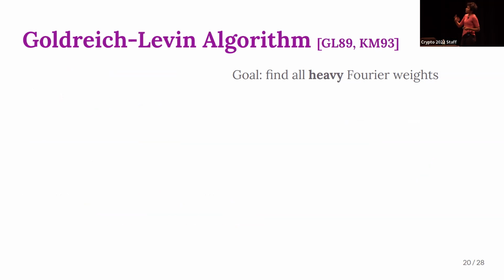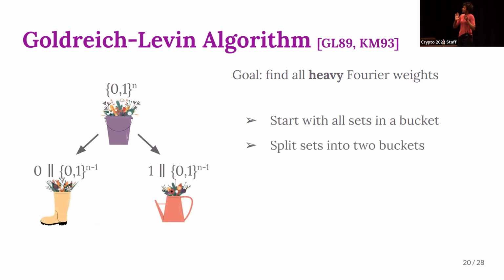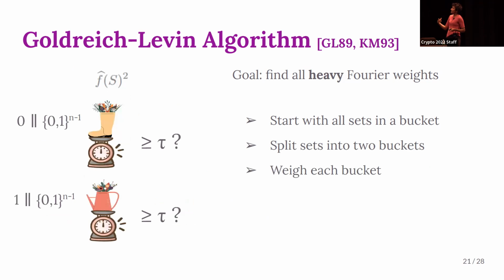Now, just to reiterate this, I'll explain it another way, which is that this is actually the Goldreich-Levin algorithm. We start with all sets in one bucket. And what we'll do is split each bucket into two different buckets where we fix the prefix. So in this case, we'll split the bucket of all sets into all sets that have the prefix 0 and all sets that have the prefix 1. Then we'll weigh each bucket according to the Fourier weight.